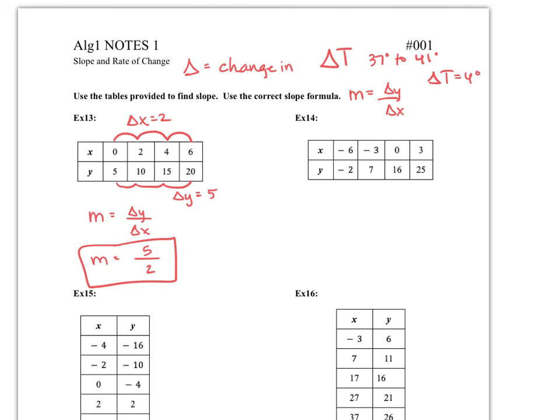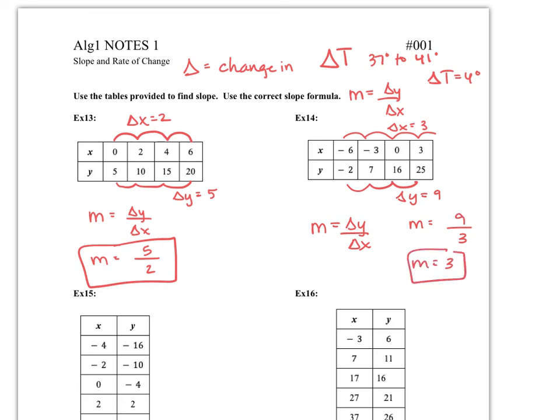Let's look at example 14. So again, I'm going to use my same formula, m equals change in y over change in x. And on this one, my x is going from -6 to -3 to 0 to 3, which means x is changing by 3 each time. That's my denominator. And then my y is going from -2 to 7 to 16 to 25. My change in y is 9. And that would simplify to 3.